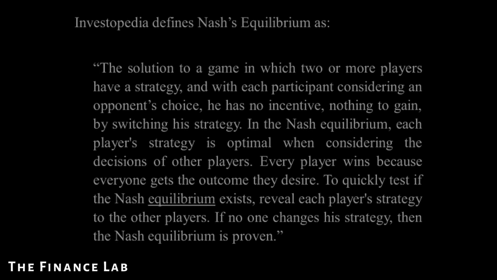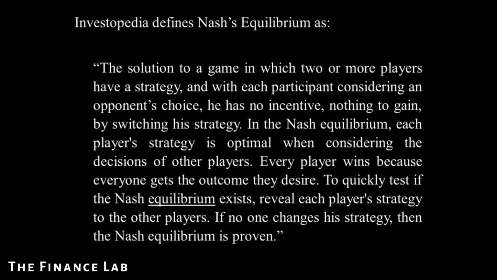Investopedia defines Nash's equilibrium as the solution to a game in which 2 or more players have a strategy, and with each participant considering an opponent's choice, he has no incentive, nothing to gain, by switching his strategy. In the Nash equilibrium, each player's strategy is optimal when considering the decision of other players. Every player wins because everyone gets the outcome they desire. The quick test to see if Nash's equilibrium exists: reveal to each player the other's strategy. If no one changes his strategy, then the Nash equilibrium is proven.